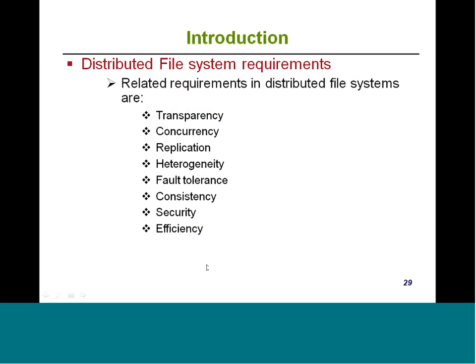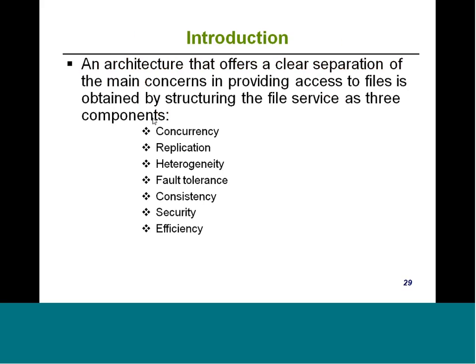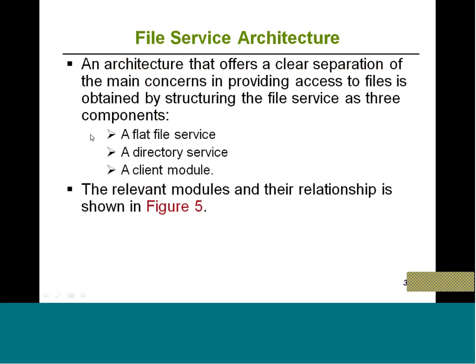So we already saw the requirements, so we know that these are the challenges and that's what we need. So let's look at the file service architecture. This offers a clear separation of the main concerns in providing access to the files, and it's obtained by structuring the file service into 3 components: a flat file service, a directory service, and a client module. So the file service architecture is a way to organize the services associated with the files so that things are provided properly.